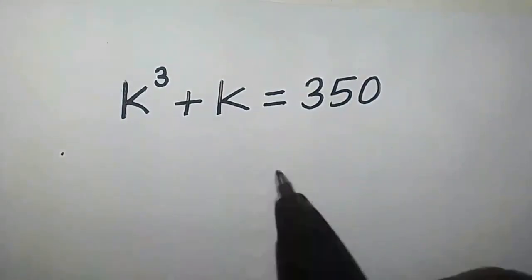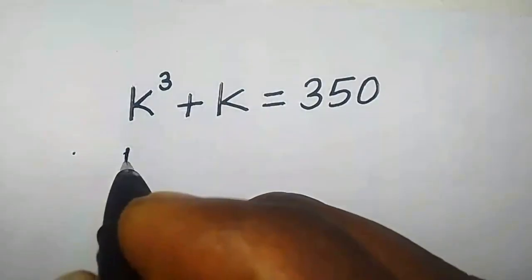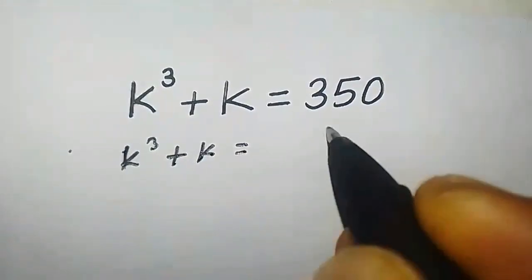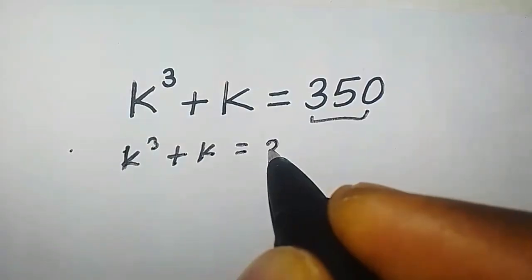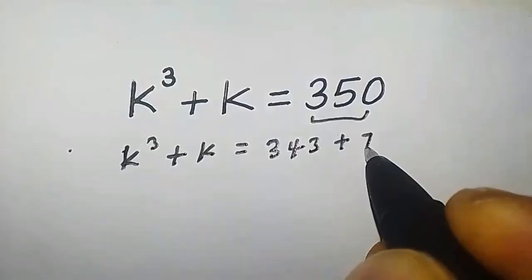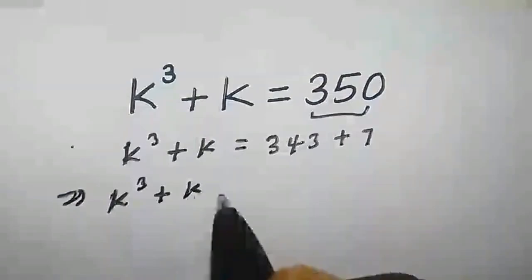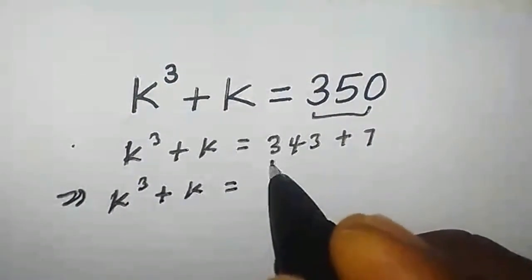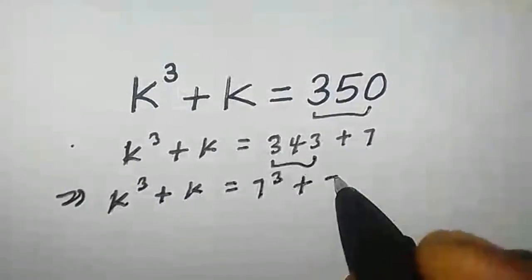The best way to handle this question is to rewrite 350. So let us do that. K to the power of 3 plus K is equal to 350, which could be written as 343 plus 7. This implies that K to the power of 3 plus K is equal to, also I can rewrite 343 as 7 to the power of 3 plus 7.